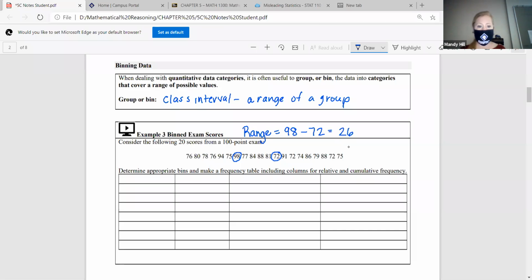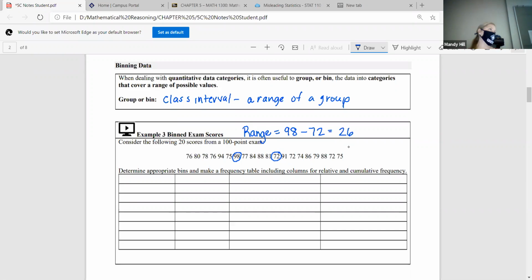So most of the time in your problem, they're going to tell you to make each class size 5 or something like that. And I'm picking 5 here just because I know that 5 times 5 is 25, right? And it's going to be really close to 26. So that kind of makes sense to me. You don't have to pick that. They're going to tell you in the problem what you should pick.